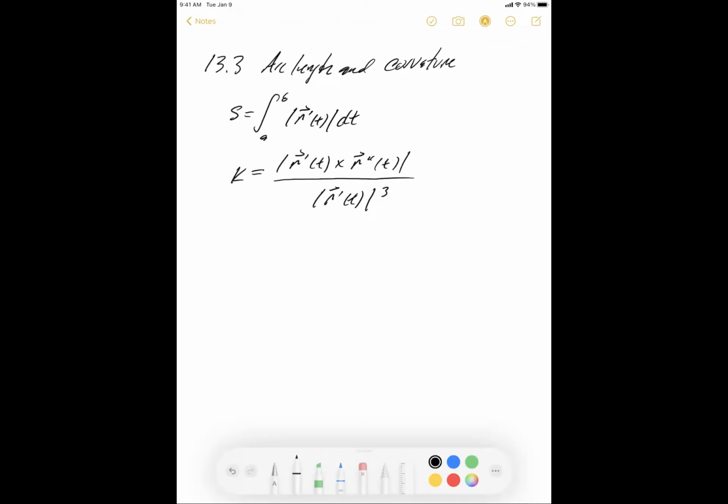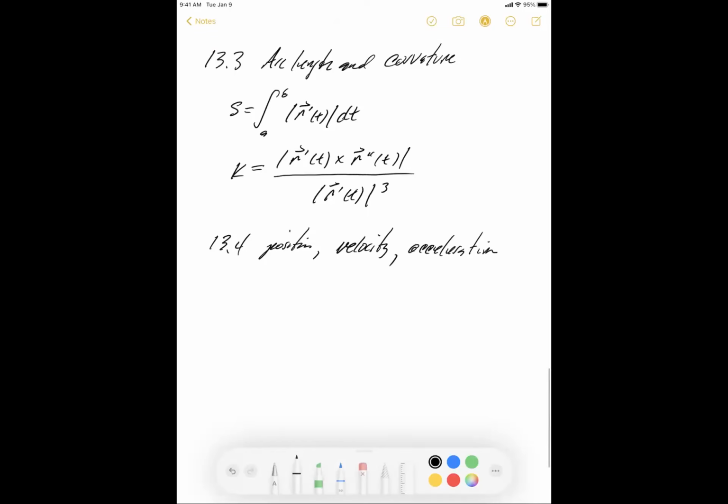And then finally, we have sort of the physics applications of parametric curves. So position, you can view r of t as the position of a particle as it travels through space, in which case the derivative is interpreted as velocity and the second derivative as acceleration. And then the one application that we did was projectile motion. So that's it. That's the class in a nutshell.